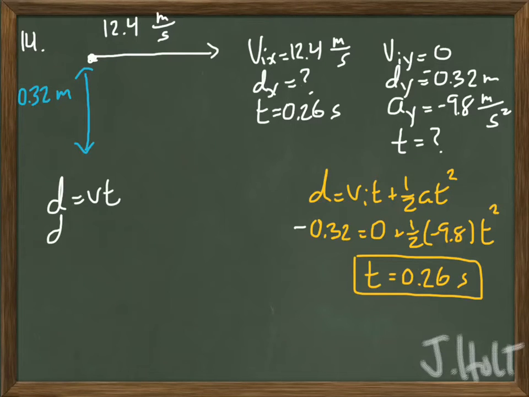Okay, and then once we have the time, we can find the distance in the x direction using distance equals velocity times time.